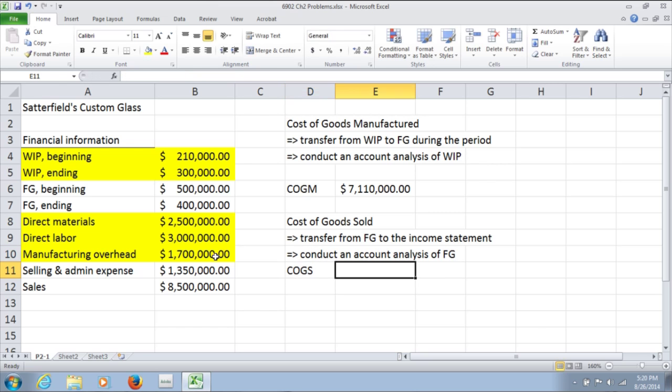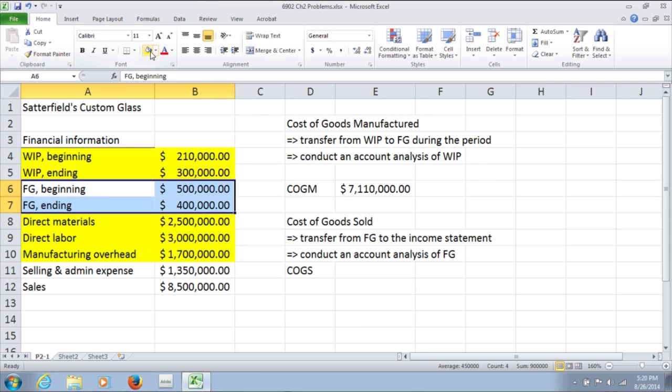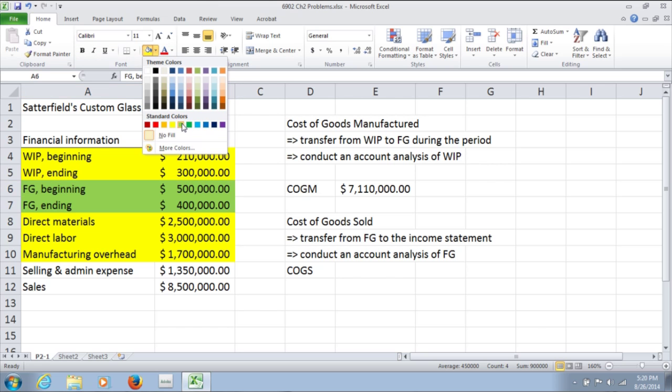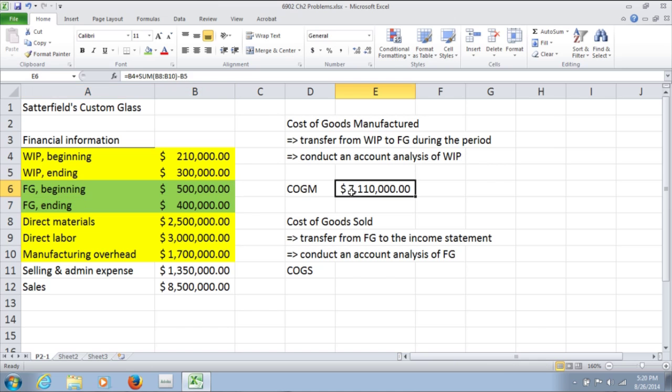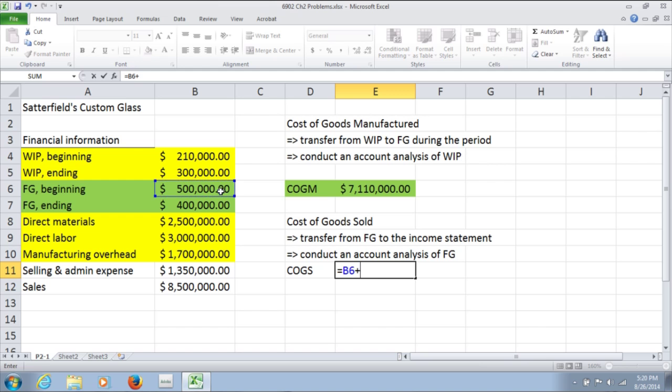So our cost of goods sold number, following the account analysis of finished goods, would take into account these analyses. So the cost of goods sold number will be our beginning finished goods inventory plus what was added, the cost of goods manufactured, which gives us the cost of goods that are available for sale. And then if we reduce that by the amount that's remaining in finished goods, those that are unsold, that gives us the cost of goods sold number, which is $7,210,000.